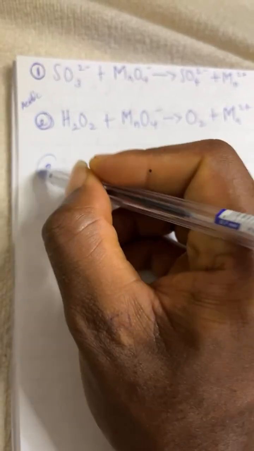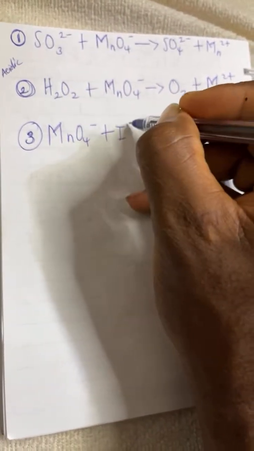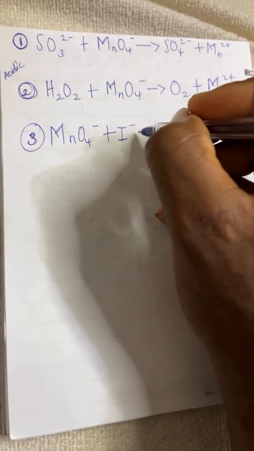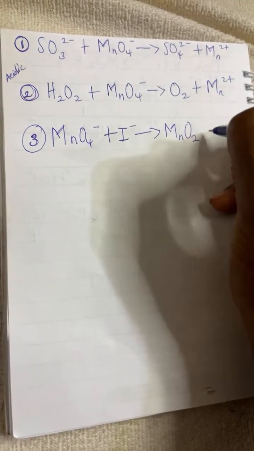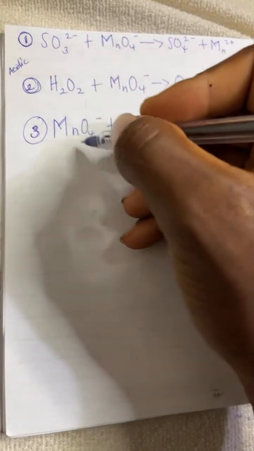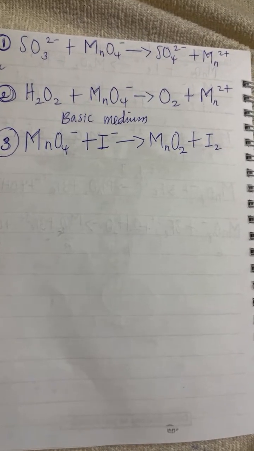Let me give you guys one basic medium. So it's not only acidic medium. MnO4 minus should react with iodide, I minus, to give us MnO2 plus I2. Yes, that's MnO4 minus plus I minus. Okay, that should give us. This is in a basic medium.